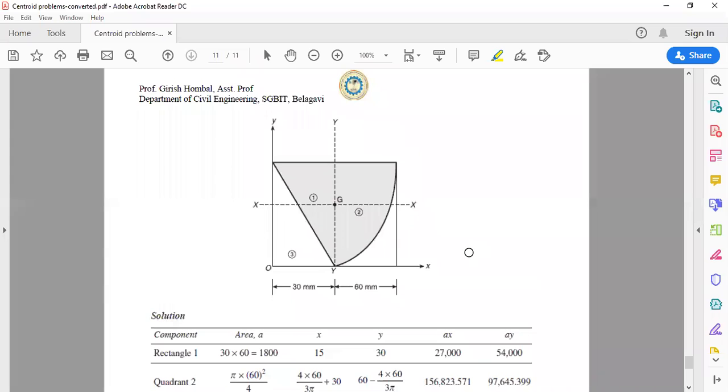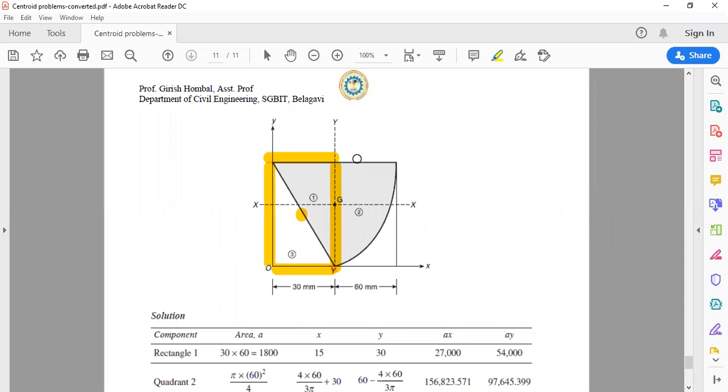I divide it into three diagrams. The first one is a rectangle. So, I'll just highlight the rectangle I'm going to consider. So this is my rectangle. This is my first diagram, whose CG lies somewhere at this point.